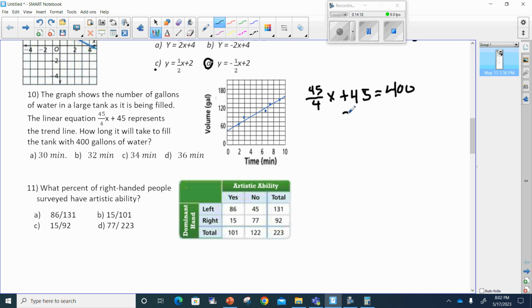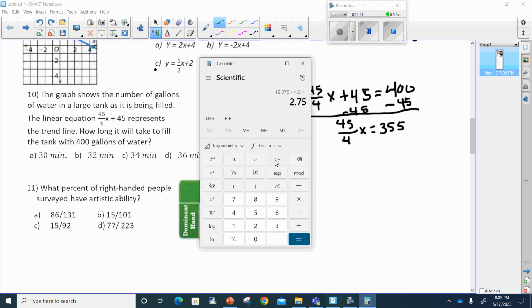When we do this, we're going to subtract 45 from both sides so we can combine those like terms. That's going to give us 45 over 4x is equal to, let's see, I'm going to go with 355. I'll double check my work. 400 minus 45 equals 355.